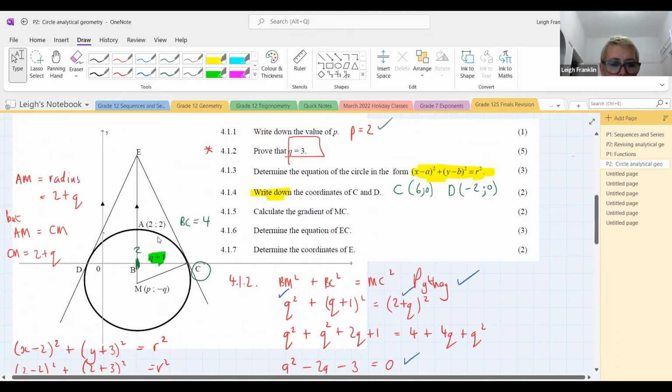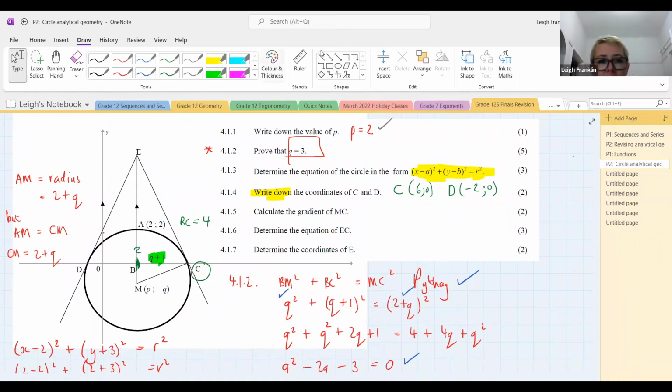All right, question 4.1.5 now. Calculate the gradient of MC. So that's easy enough. What they did here is they pulled a little bit of a dirty trick in this question, where they made question 4.1.2 really difficult, but then the rest of the questions that come after that are actually a little bit easier. It was smart, wasn't it? There's good thinking on Kanyisile's part as well.